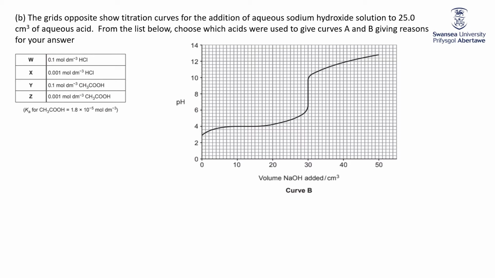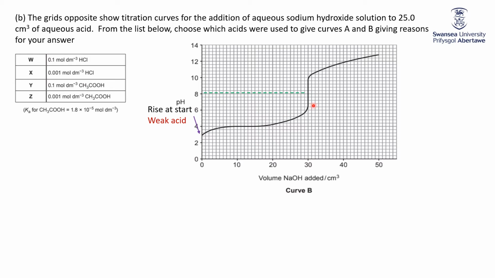Now let's look at curve B, which hopefully you can see is quite a bit different. First of all, look at that rise at the start. Remember, curve A started off nice and evenly. Curve B here, we've got an immediate rise at the start before it levels off. It implies a weak acid.